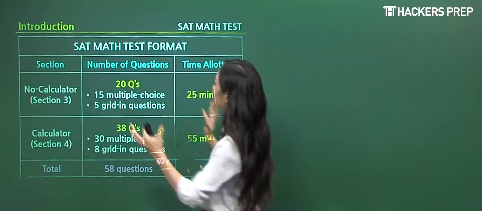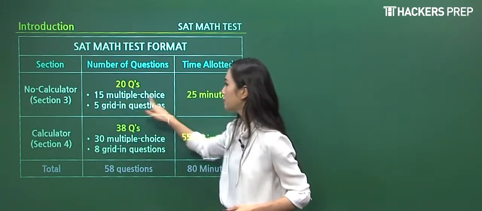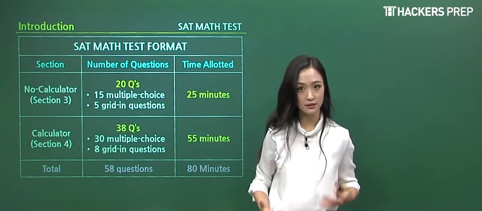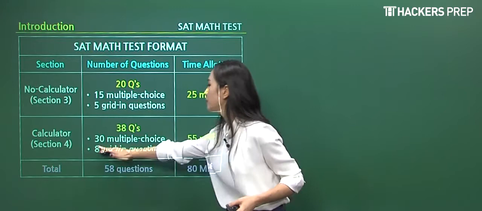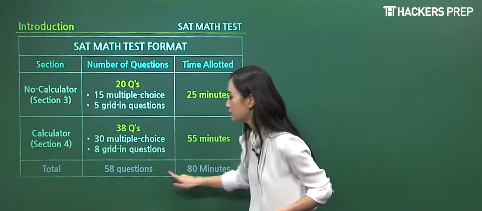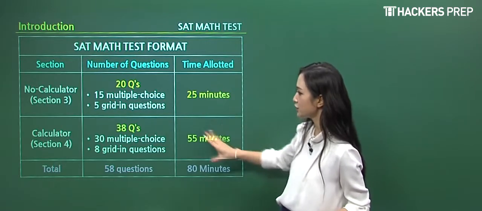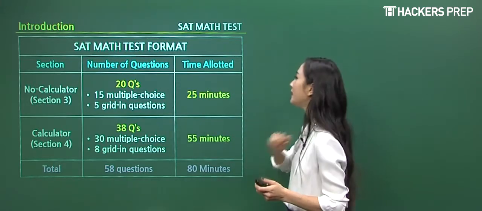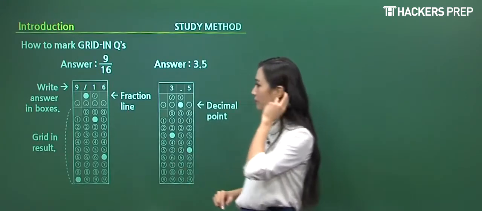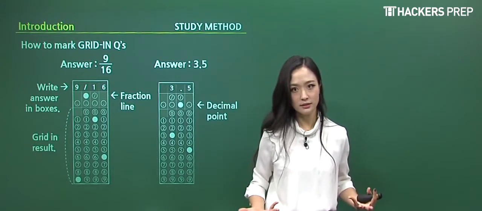So for the entire test, we can break it down format-wise, and I already briefly went over what questions comprise each section. So 15 multiple choice, 5 grid-in, 30 multiple choice, and 8 grid-ins, and we'll be solving a total of 58 questions. And combining the 2 sections, the no calculator and calculator parts, total of how many minutes? Good, 80 minutes.